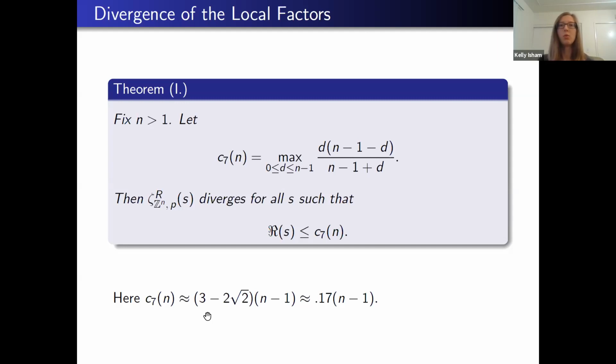So now we have more information about not only the divergence of the zeta function, but also the local factors. And so for the final couple minutes, I want to relate what these results that I just shared tell you about orders in a number field.